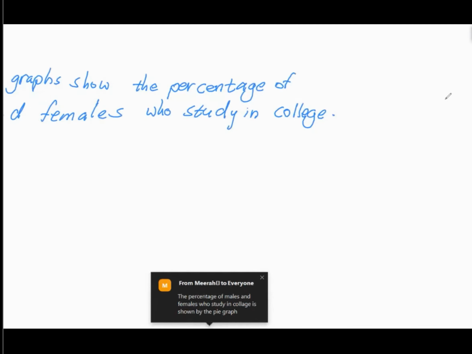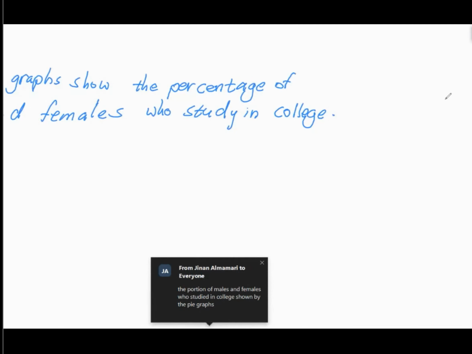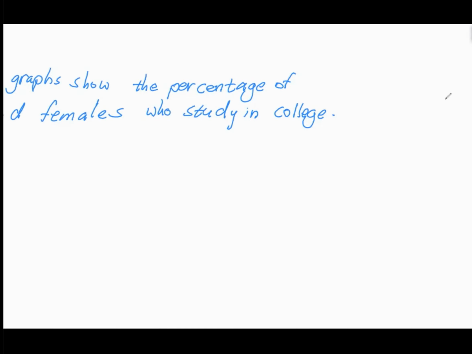Oh, yes, Mohammed, we can change it to the passive. I already explained that. Yes, and see here, Nasser's sentence, he changed it from active to passive. The percentage of males and females who study in college is illustrated by the pie chart. The pie graphs illustrate the number of males and females who study in college.